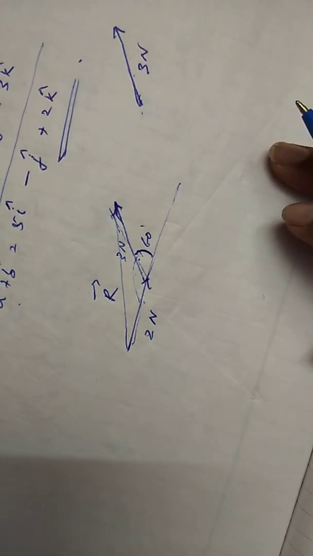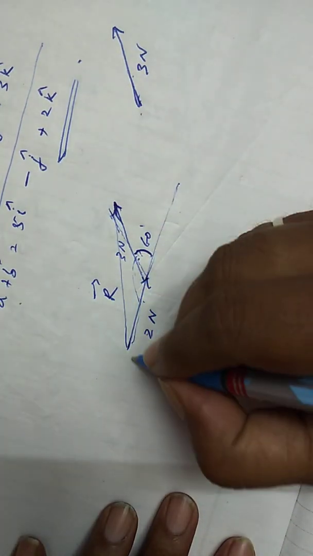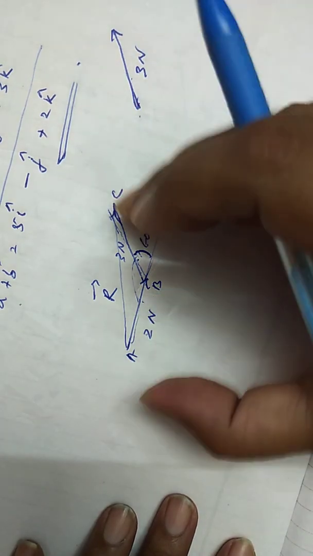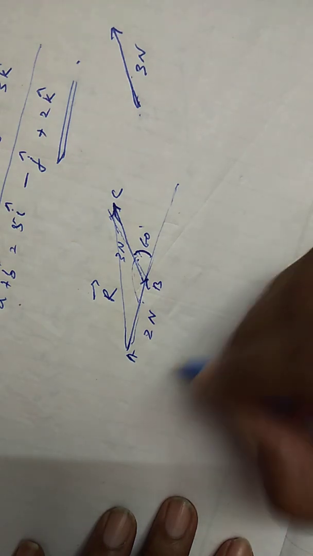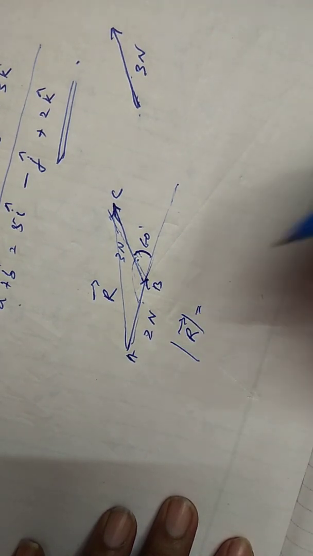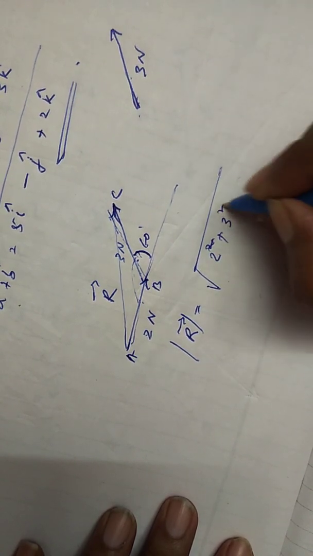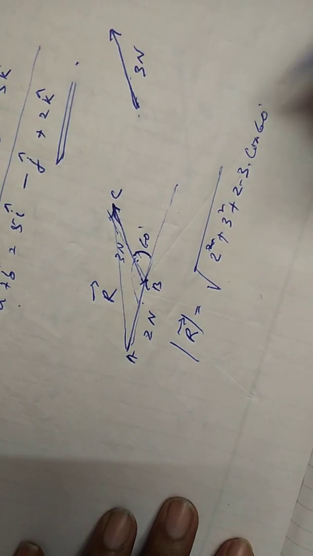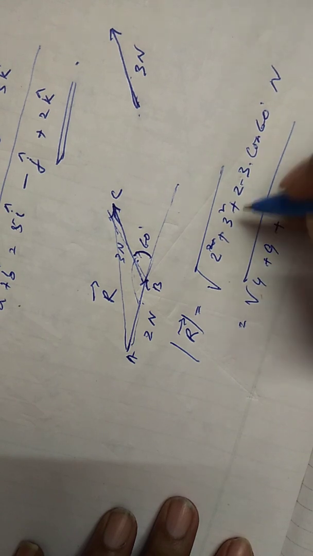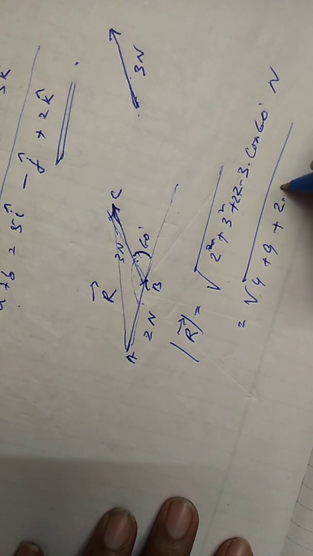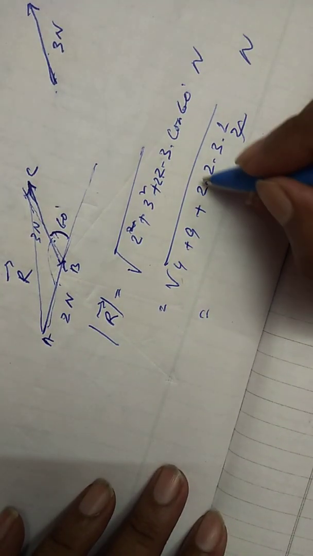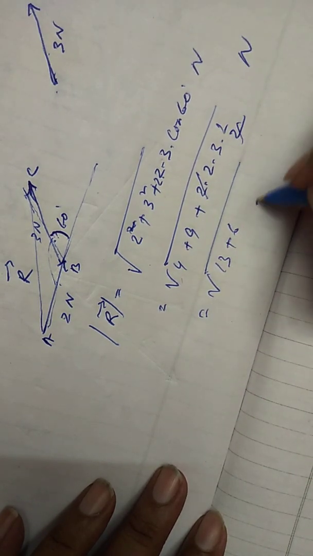Now you know the formula. So what will be this length? If AB represents 2 Newton and BC represents 3 Newton, what will be the value of R? The value of R, that is called magnitude, is the square root of 2 squared plus 3 squared plus 2 into 2 into 3 into cos of 60 degree Newton. So it is 4 plus 9 plus 2ab cos theta, that is 2 into 2 into 3 into cos 60 degree, which is half. 2 gets cancelled. This is 13 plus 6, that is root 19 Newton.